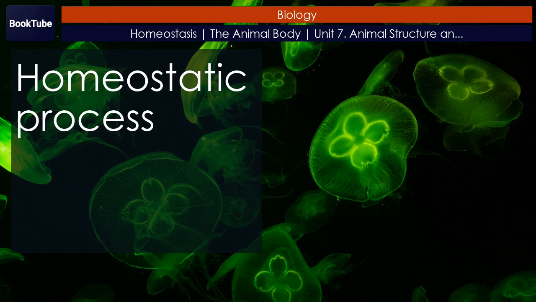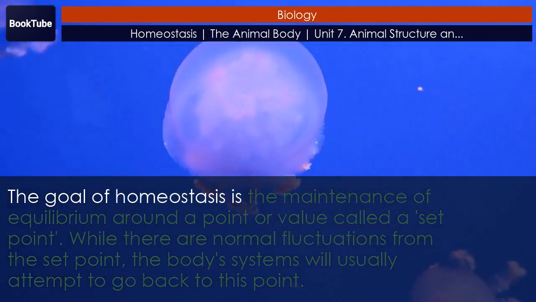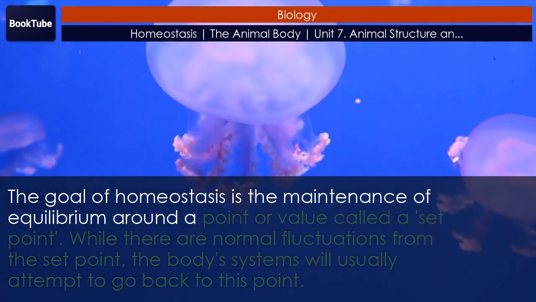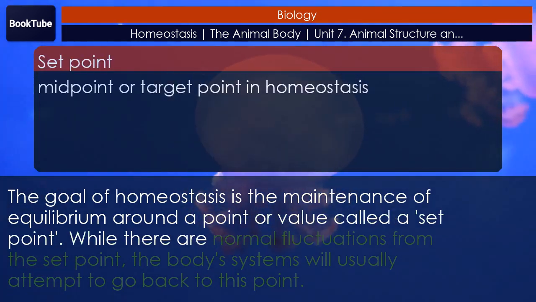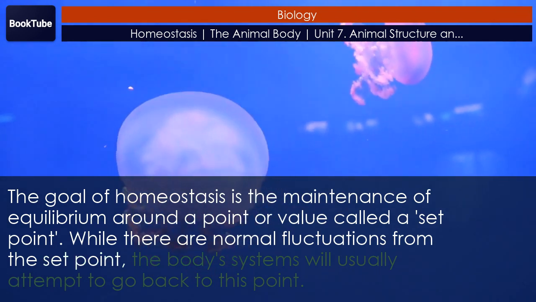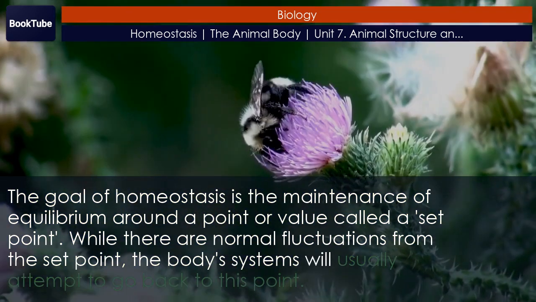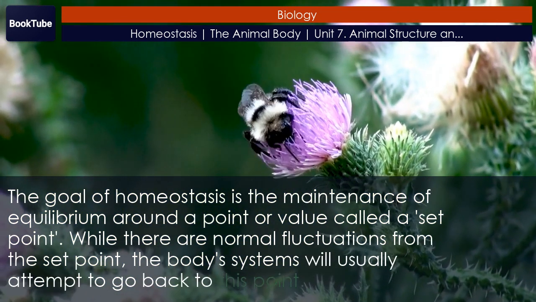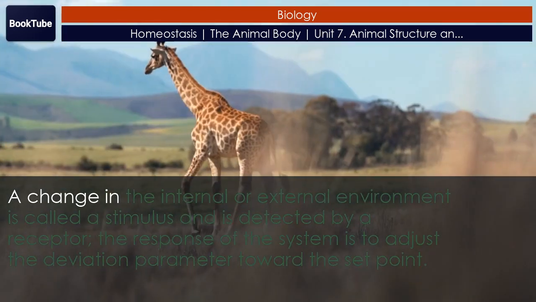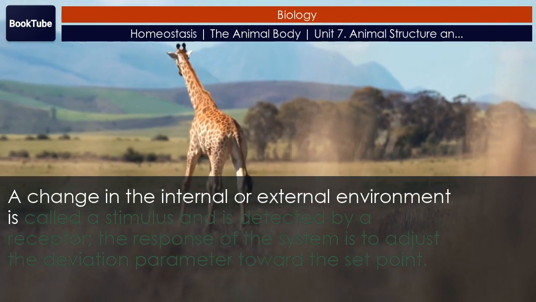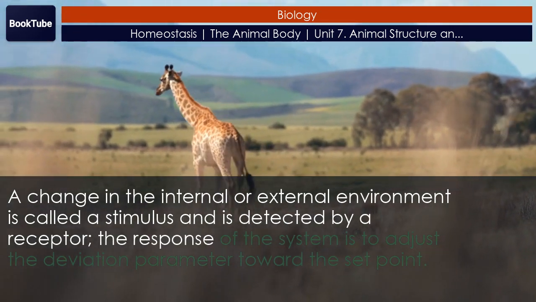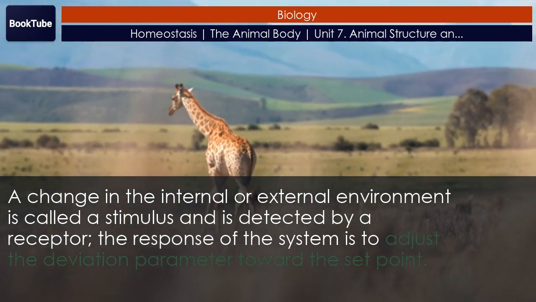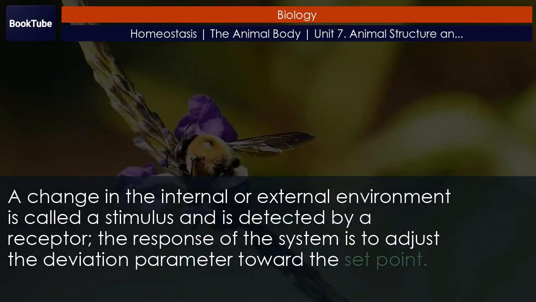Homeostatic process. The goal of homeostasis is the maintenance of equilibrium around a point or value called a set point. While there are normal fluctuations from the set point, the body's systems will usually attempt to go back to this point. A change in the internal or external environment is called a stimulus and is detected by a receptor. The response of the system is to adjust the deviation parameter toward the set point.